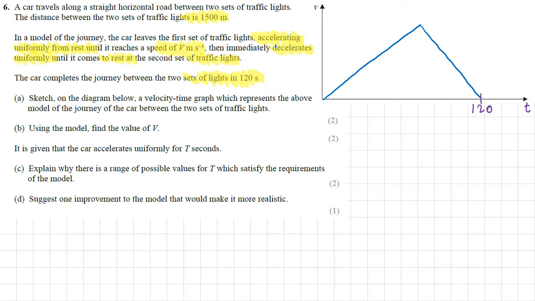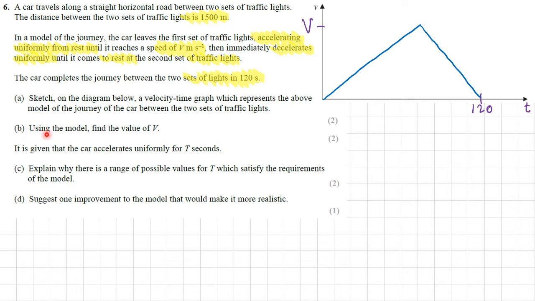And then the highest point here is going to be a velocity of big V. As long as you've got a triangle here going up, going down with no straight line going across, because it doesn't stay at a constant speed, it accelerates and immediately decelerates. Got some sort of triangle, you get the mark.